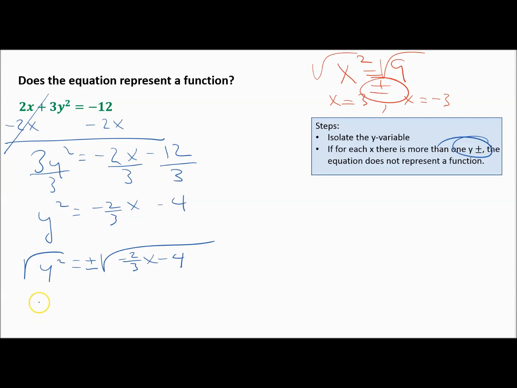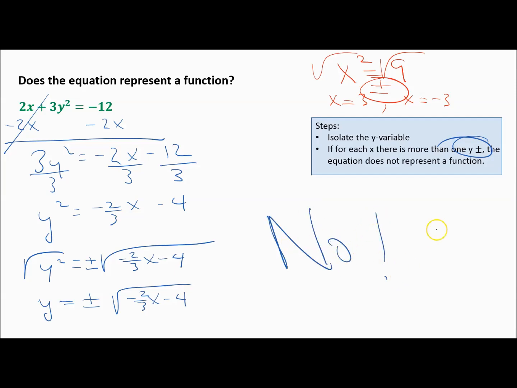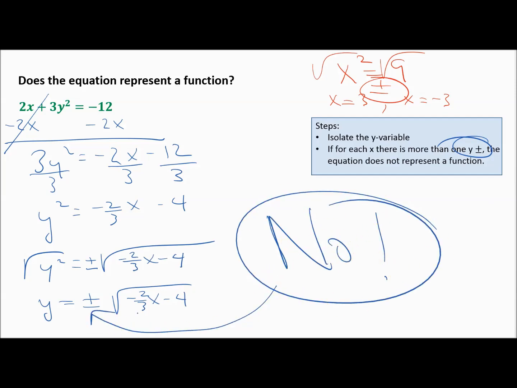Okay, so my result is y equals plus or minus square root of negative 2/3 x minus 4. All right, now, is this a function? No, right? Why not? Because I go right there, plus or minus. Because if I plug in a value for x, I'm going to get two different answers. So let's say I just plug in negative 3 for x. Well, we've got other issues in this problem, so don't get hung up on that. But any x I plug in, I'm going to get two separate results, which means we do not have a function in this case.